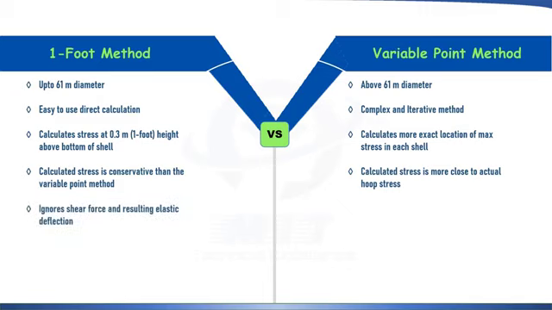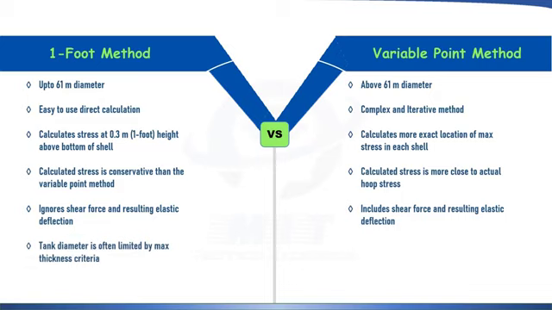The 1-foot method ignores shear force and resulting elastic deflection, whereas variable point method considers it. And in 1-foot method, the tank diameter is often limited by maximum thickness criteria. But variable point method permits larger diameter tanks for the same maximum thickness.